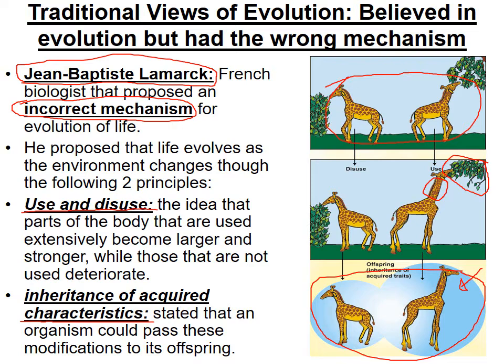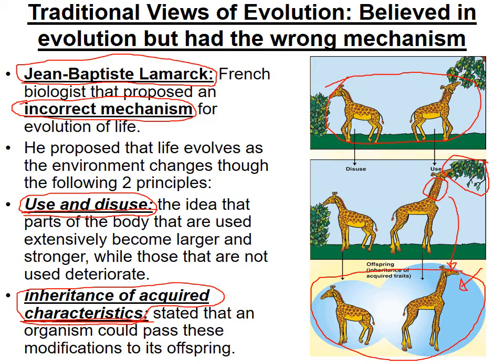And so giraffes in the population would have longer necks because they stretched them, and when those giraffes had kids, because they had earned longer necks by stretching and using them, their kids also had longer necks. And so use and disuse is the idea that the giraffes used their necks more, so they got longer. Inheritance of acquired characteristics is the idea that the longer necks that the giraffe acquired are passed on to the kids.